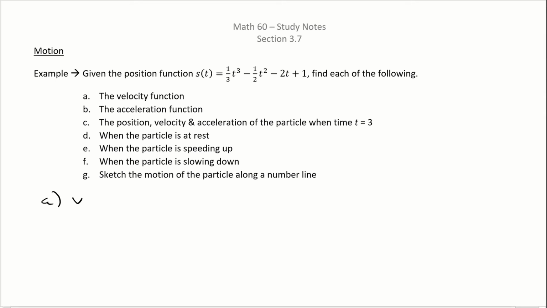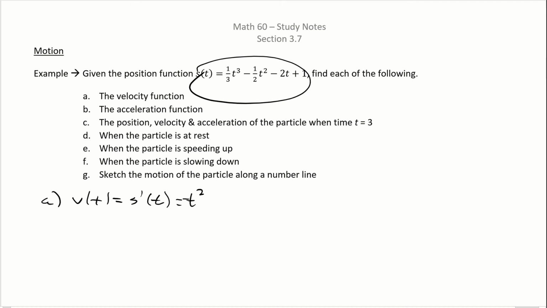So the velocity is the derivative of the position function. It tells you the rate of change of your position. So if we derive s of t up here, then we're going to get... no, we're not. We're going to derive it, whoops. So it's going to be t squared minus t, and then minus 2. There you go. This is our velocity function.